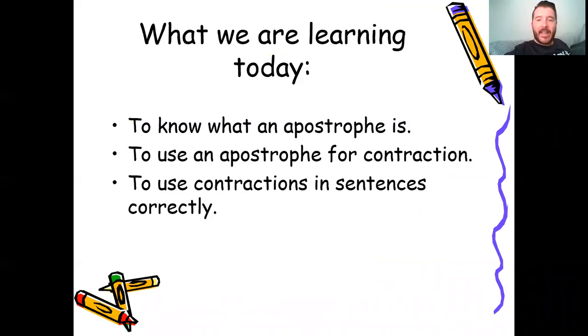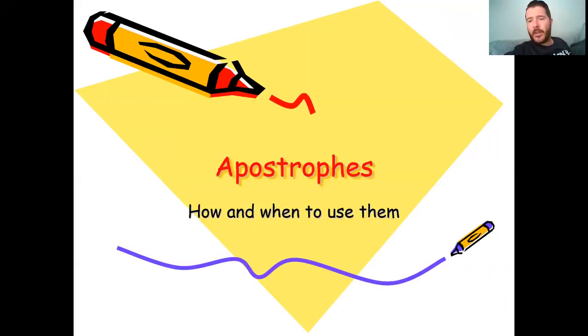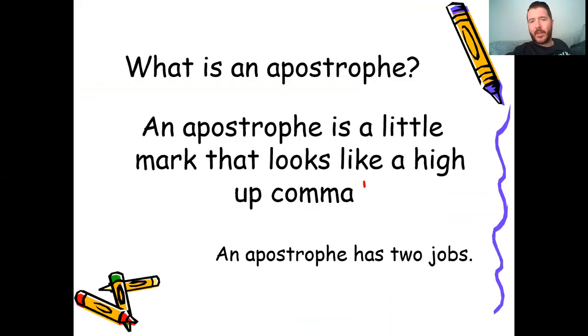So what we're learning today, we're going to know what an apostrophe is. We're going to know to use an apostrophe for contraction and to use contractions in sentences correctly. And I'm going to talk to you about what the word contraction means. So apostrophes, how and when to use them. So what is an apostrophe?